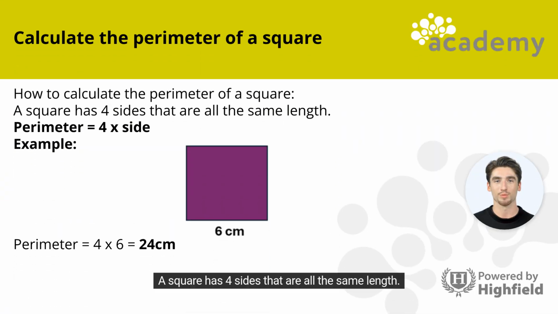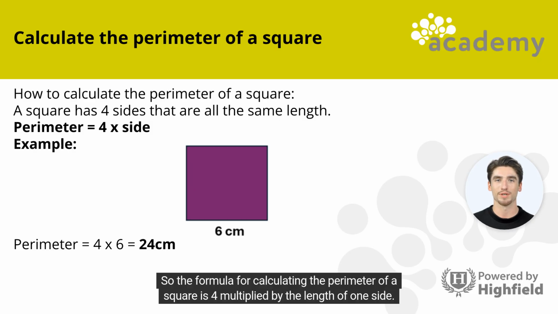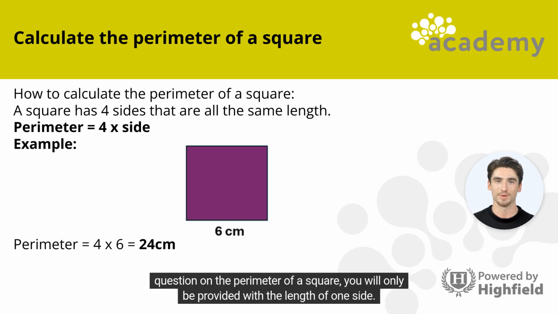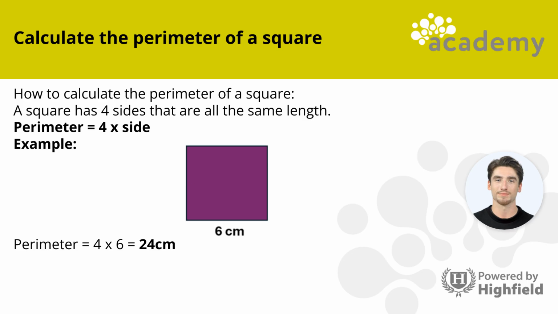A square has 4 sides that are all the same length. So the formula for calculating the perimeter of a square is 4 multiplied by the length of one side. It's important to remember that all sides of a square are the same length, as it is likely that in an exam question on the perimeter of a square, you will only be provided with the length of one side. For example, for a square with a side length of 6 centimeters, we multiply 4 by 6, which gives us 24 centimeters.